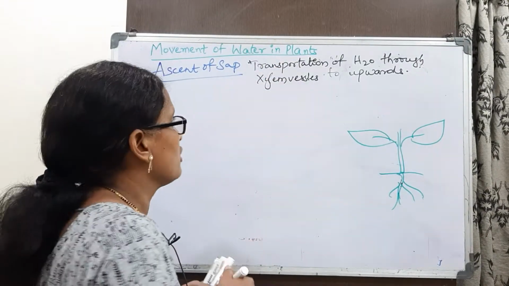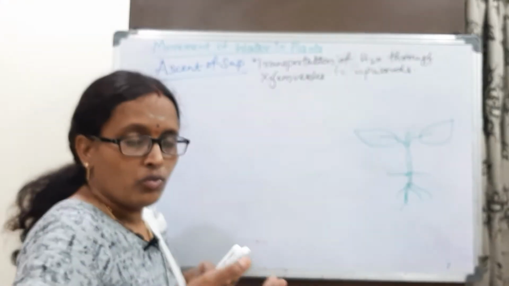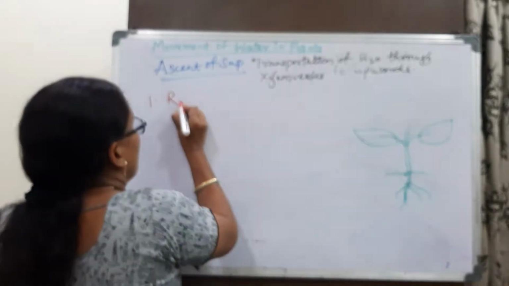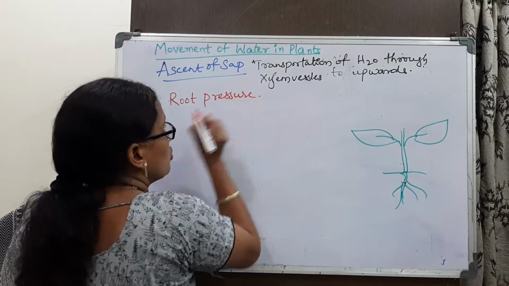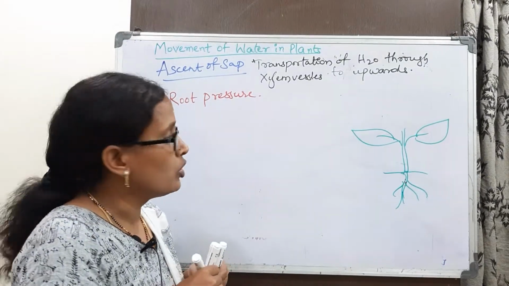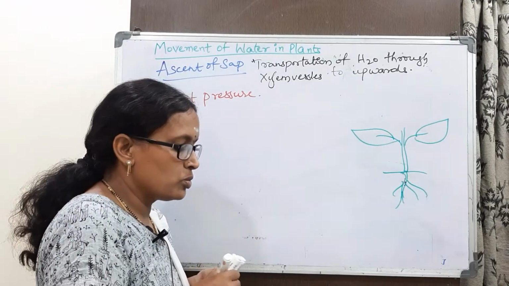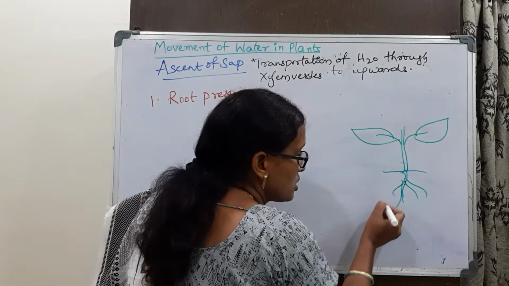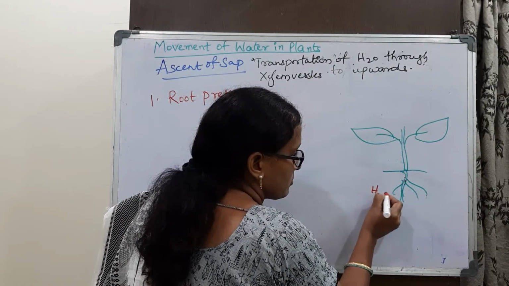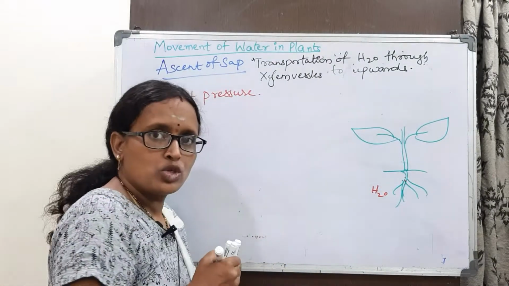For the ascent of sap, some forces are required, by which water is transported. One is the process of root pressure. Okay, root pressure. So what is root pressure? We discussed that all the roots absorb the water.